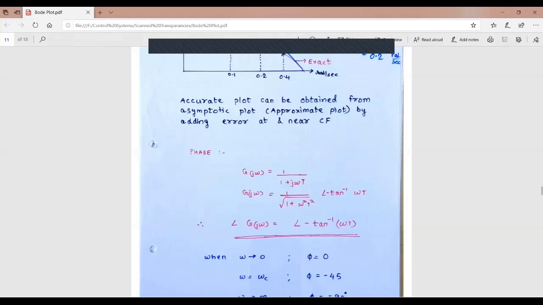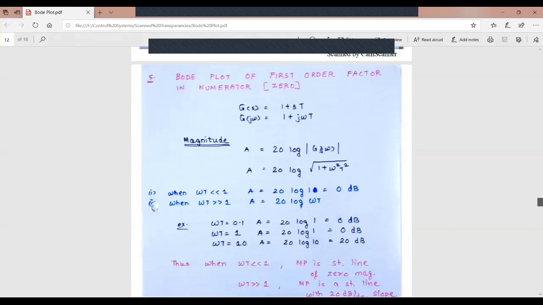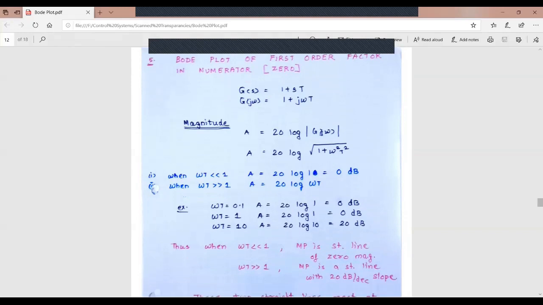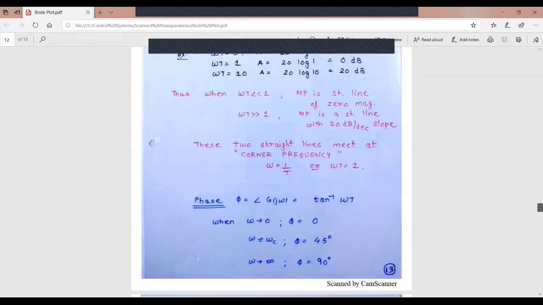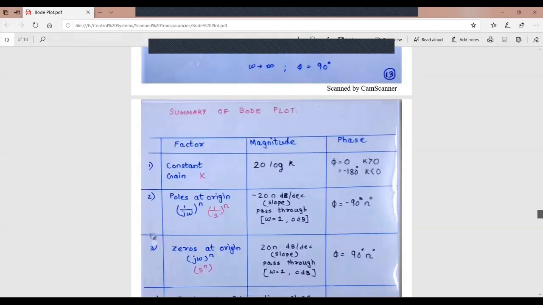20 log of omega t after omega. Before that omega it doesn't contribute anything, and so that is why that frequency is known as corner frequency. Okay, so now same here, I'm scrolling it up because we have just now discussed. Magnitude will be plus 20 log omega t and phase will be plus tan inverse of omega t.